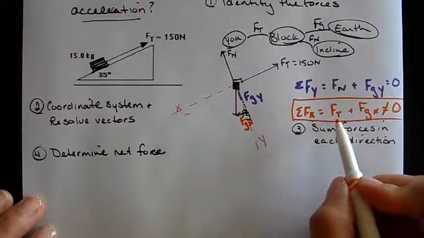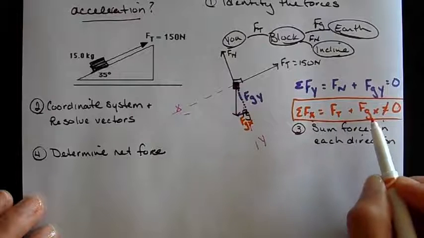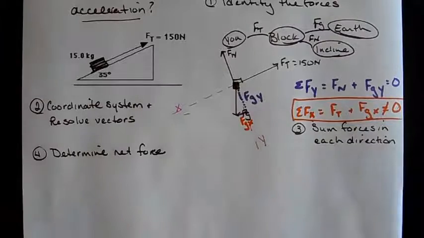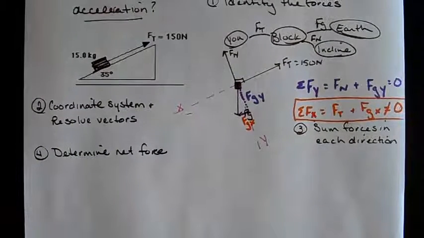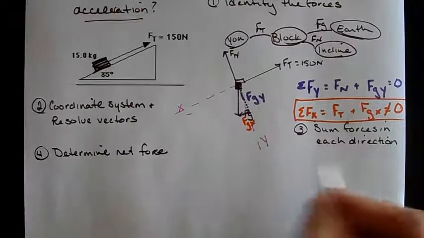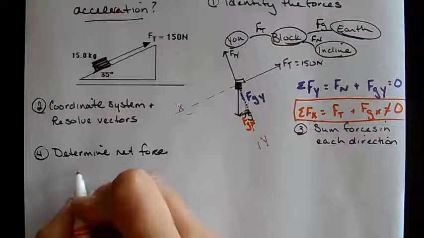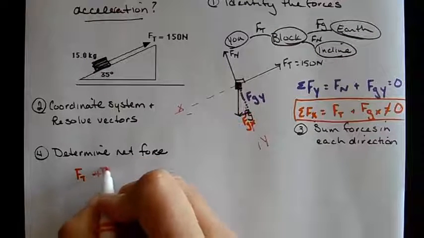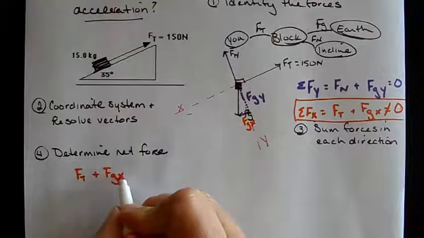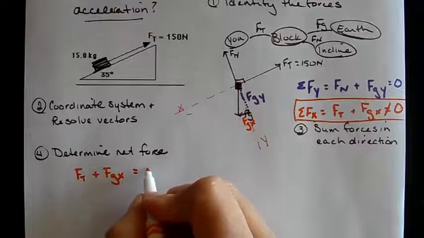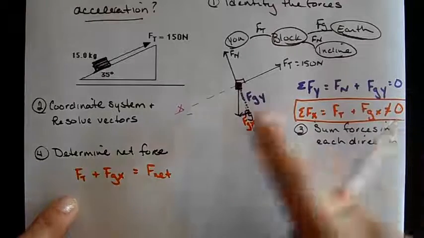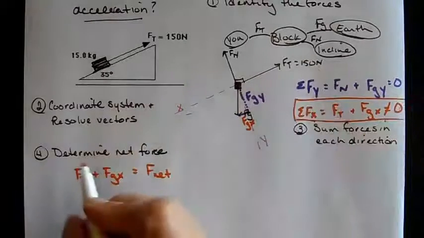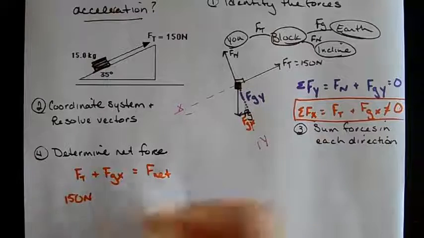So the forces in our x direction, our tension force and the x component of our gravity, are the forces in our x direction. Those added together is the net force in that x direction. So we know force of tension plus the force of the x component of our gravity gives us our net force. So that's what we're trying to find. Well, we were given our tension force. Okay, so this is 150 newtons. That's kind of nice.